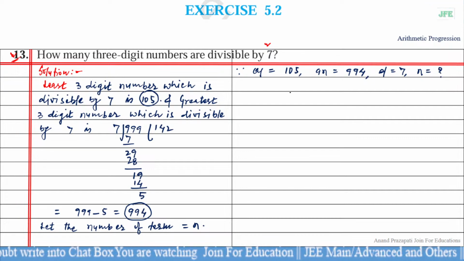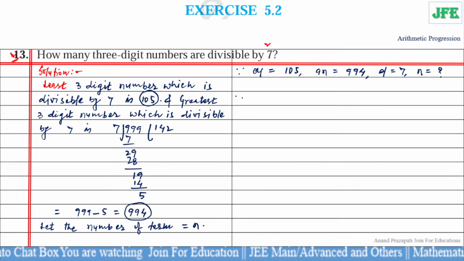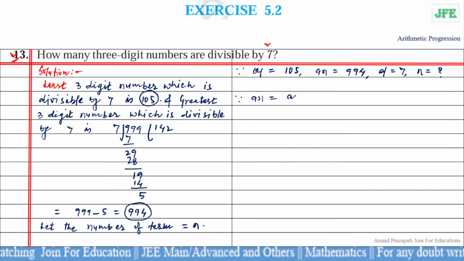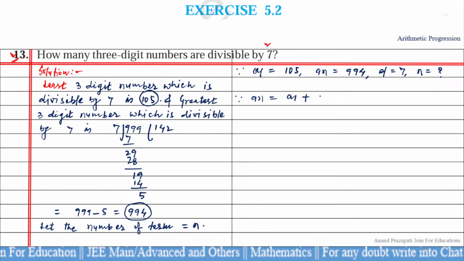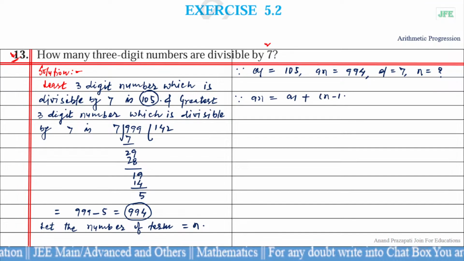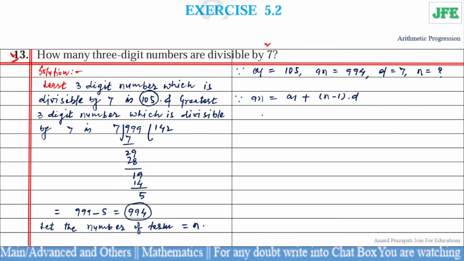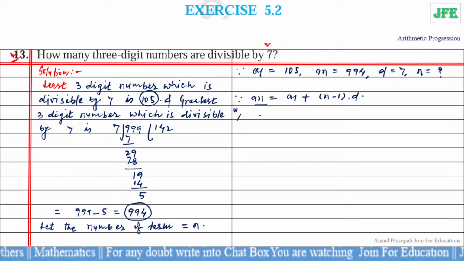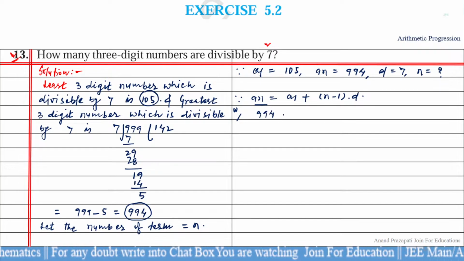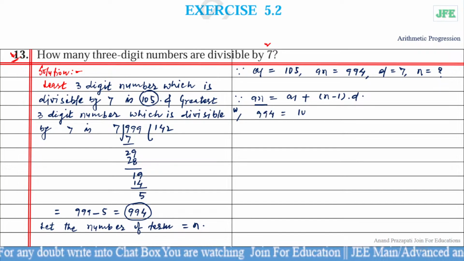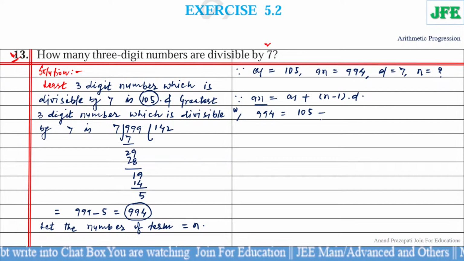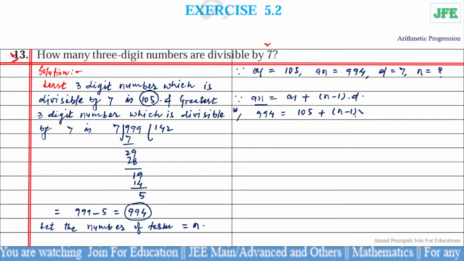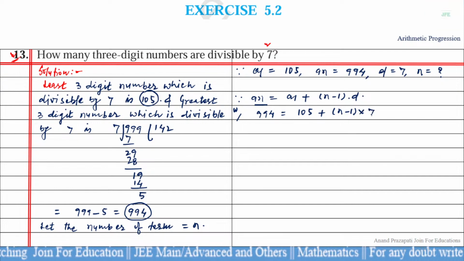Observe, there is no problem to understand. So we recall an equals a1 plus (n minus 1) into d. Now putting the value of an, which is 994, a1 is 105, and d is 7.